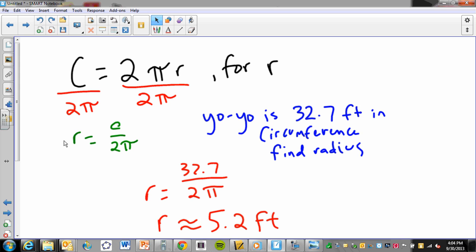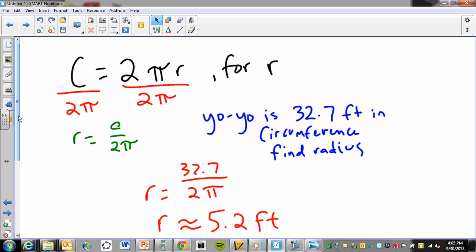You can also do it with formulas. If they give you one part of the formula and they want to find a different part, like the circumference is 2 times pi times the radius, and we want to solve for the radius. 2 times pi times r. Let's divide by 2 pi. 2 pi over 2 pi reduces to 1. R is by itself, and now we have C over 2 pi. That's our formula to find the radius.